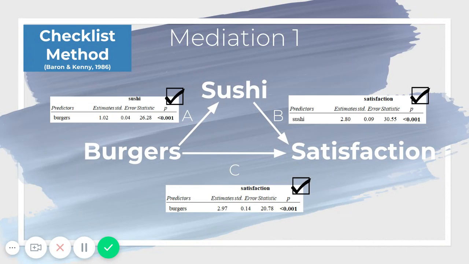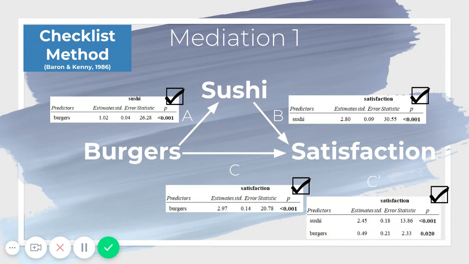So for every piece of sushi you eat, your satisfaction goes up by almost 3 points, which makes sense to me. And that's very similar to burgers, which is a b-value of 2.97, which makes sense. Eating burgers and sushi both make me very satisfied.